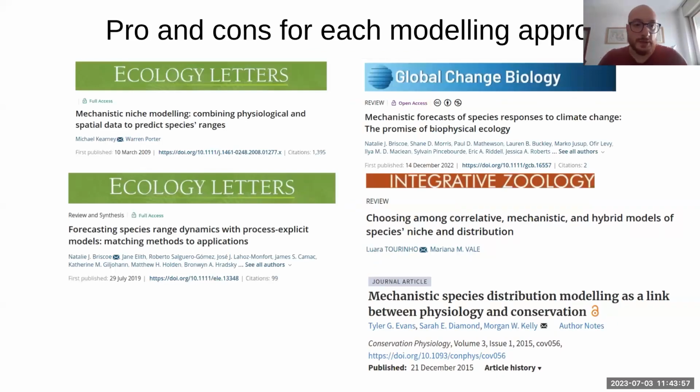But in general, these modeling approaches have their pros and cons, and it really depends on the question you have behind your model. And I invite you to have a look at these papers, which nicely summarize the pros and cons of the mechanistic and correlative approach.